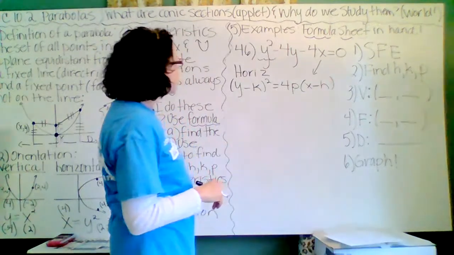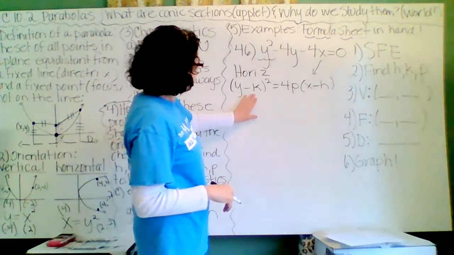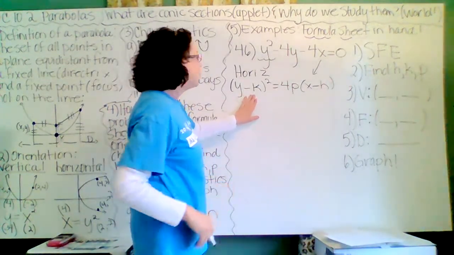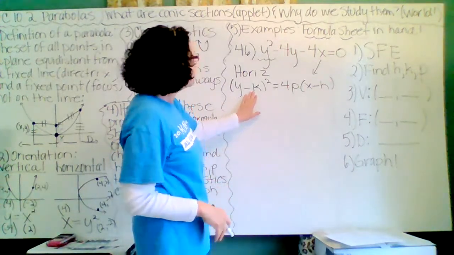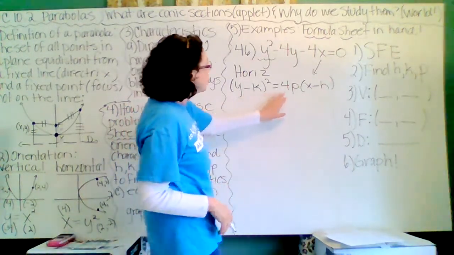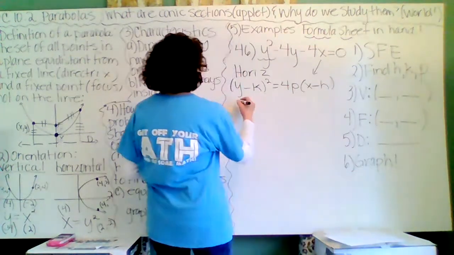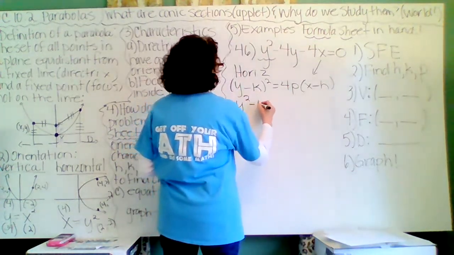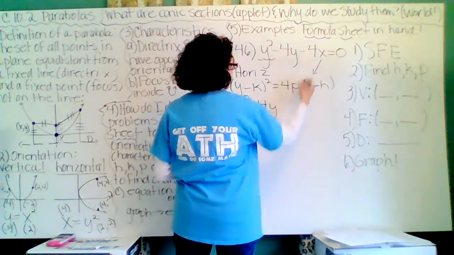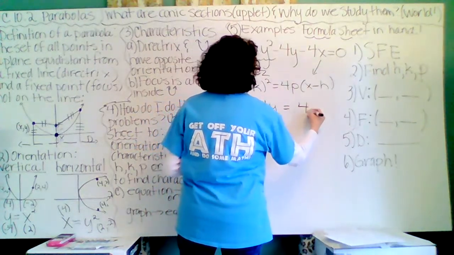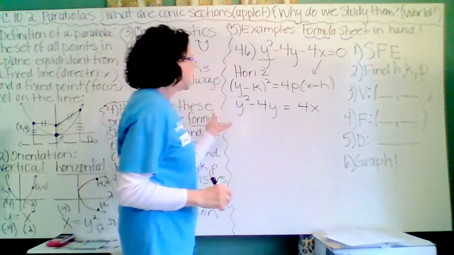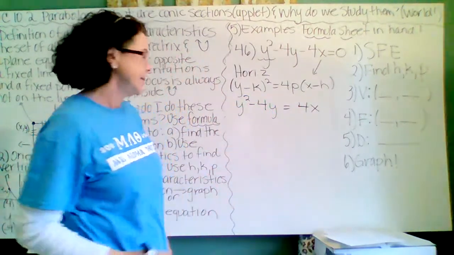Okay, so here we go. First of all, notice on the left that we have a perfect square binomial, and we know how to make that happen. Notice that my x's are on the right. So the first thing I'm going to do is add 4x to both sides, just so we have our x's and our y's in proper places.